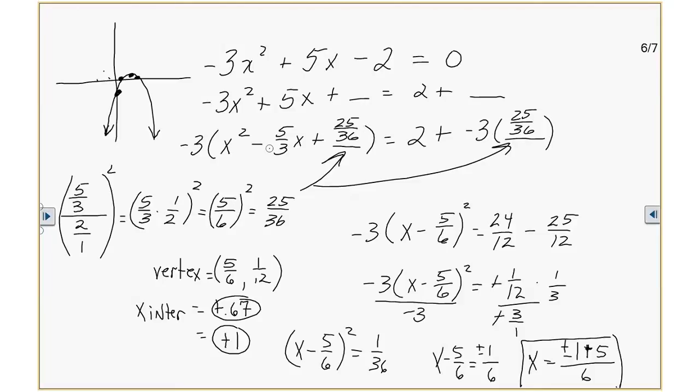Now, domain on a quadratic is always what? All real numbers. What's the range? The range is from negative infinity up to y, which is 1/12. And then increasing from negative infinity to 5/6, decreasing from 5/6 to what? Positive infinity. Line of symmetry going through x is equal to 5/6.